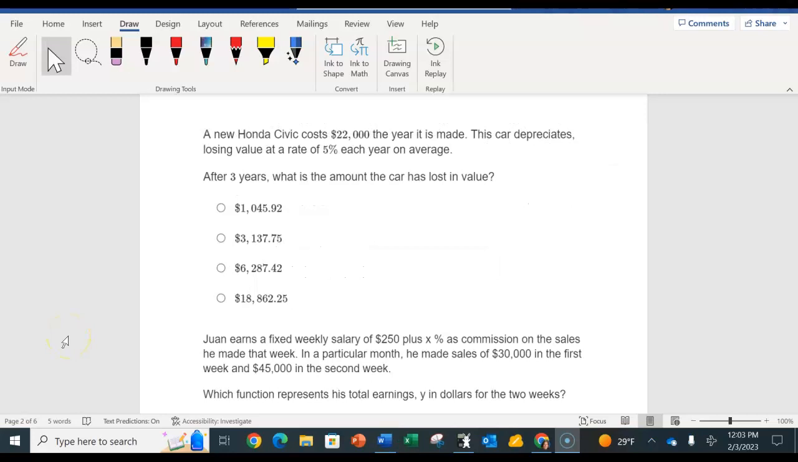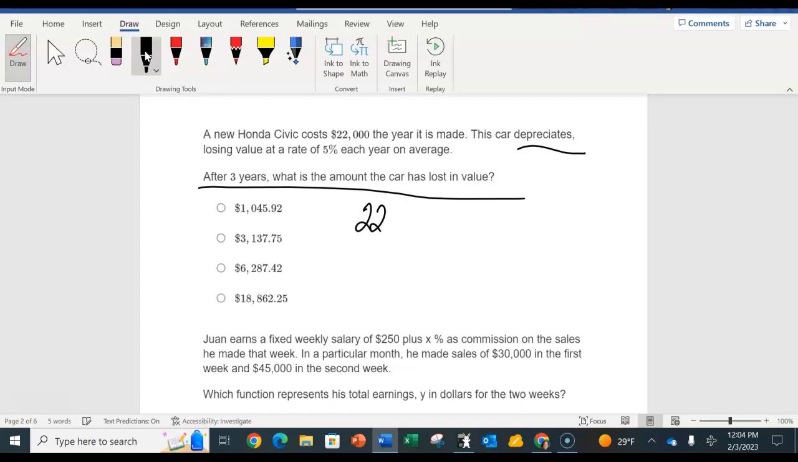All right, the next one says a new Honda Civic costs $22,000 the year it's made. This car depreciates, losing value at a rate of 5% each year on average. After 3 years, what is the amount the car has lost? Okay, so this one you got to remember what the question is, but the first thing we have to do is figure out if the car depreciates, it's going to lose 5% each year. The first thing we have to do is find out how much is the value of the car after 5 years. So you're going to set up your equation.